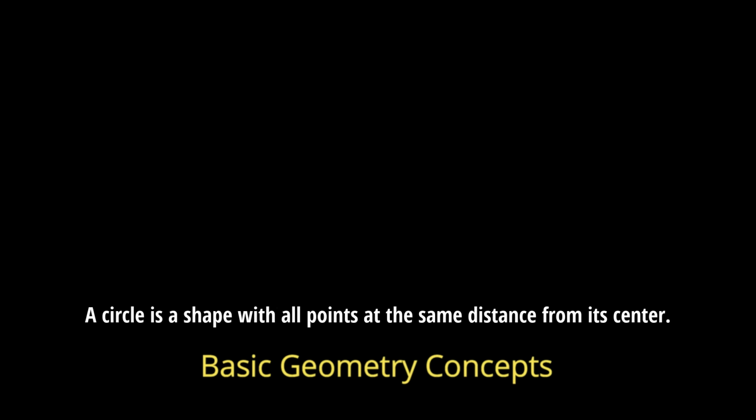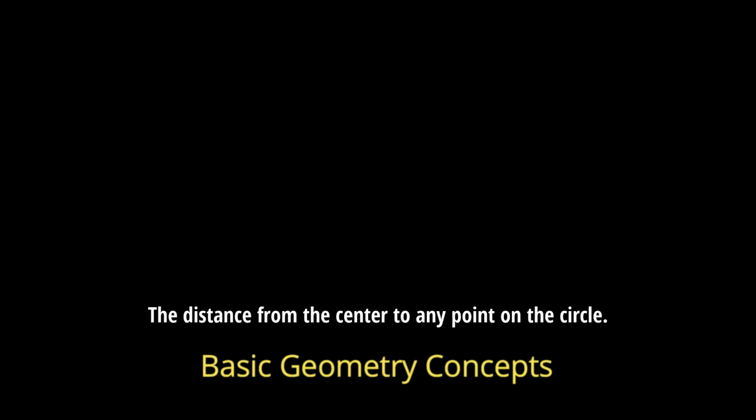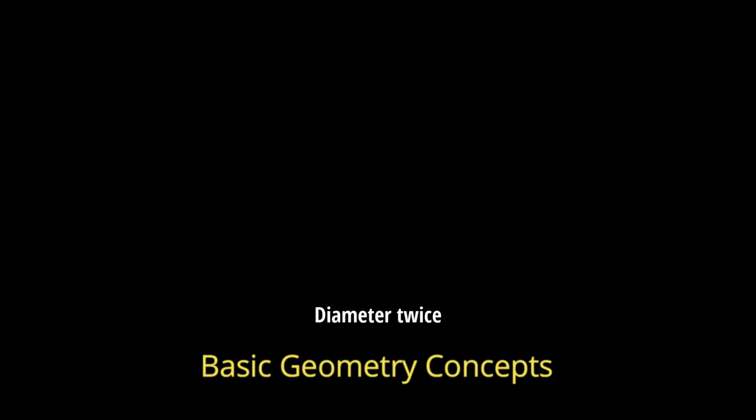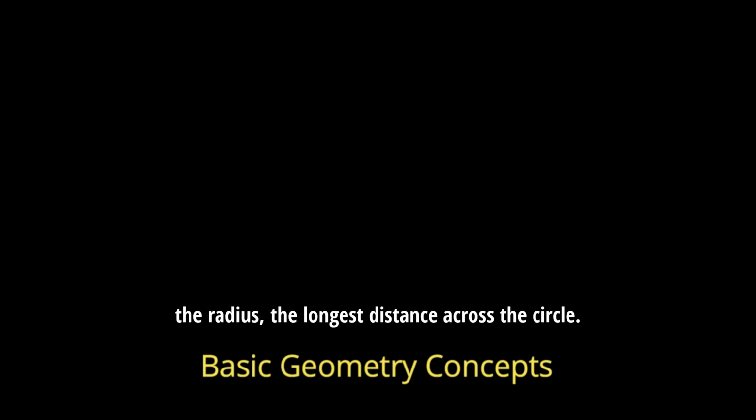Circles. A circle is a shape with all points at the same distance from its center. Radius. The distance from the center to any point on the circle. Diameter. Twice the radius, the longest distance across the circle. Circumference. The distance around the circle. Arc. A part of the circumference. Chord. A line segment within the circle that touches 2 points on the circle. Sector. A region bounded by 2 radii and the arc between them.